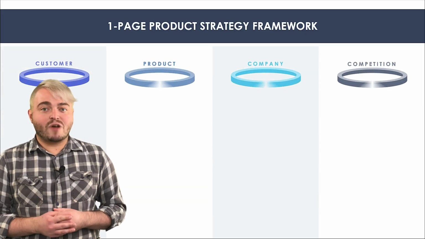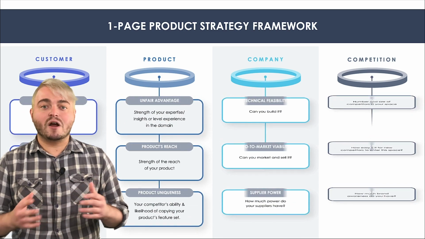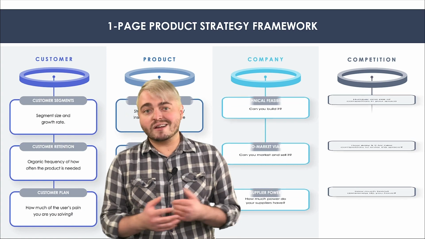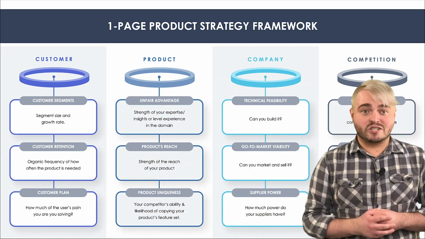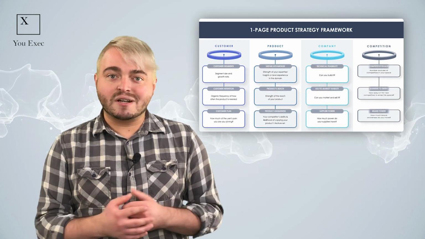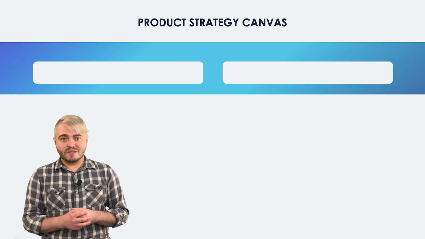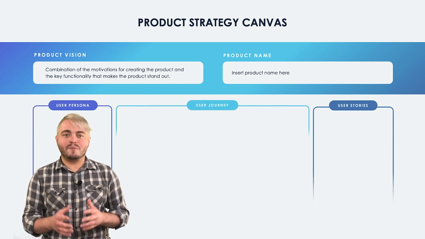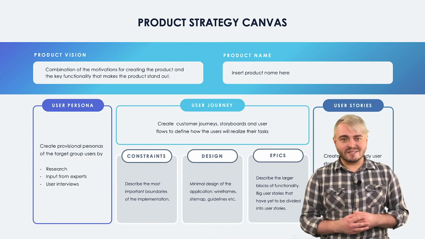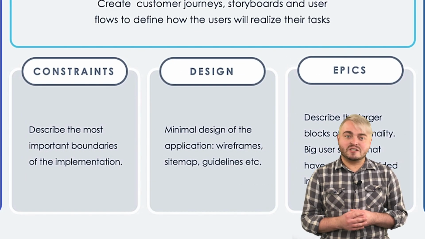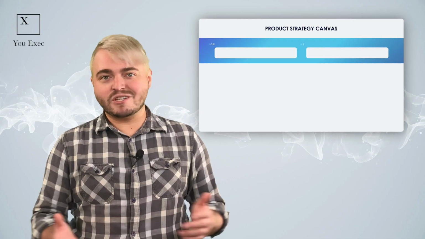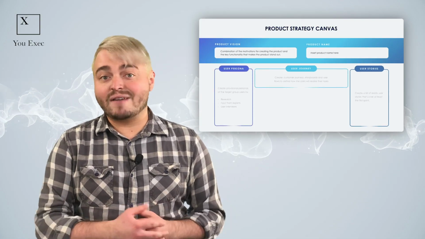The one-page Product Strategy Framework slide simplifies the product strategy process. Answer core questions about your customer, product, company, and don't forget the competition. Define key success metrics like customer retention, product reach, go-to-market viability, and brand power. Use the product strategy canvas to map your product vision with user personas, user journeys, and user stories. Detail your product's implementation constraints, design wireframes, and potential in a brief format. Present your data in a simple way that communicates key value.